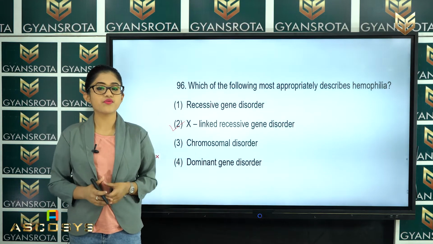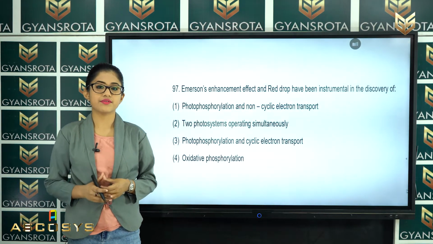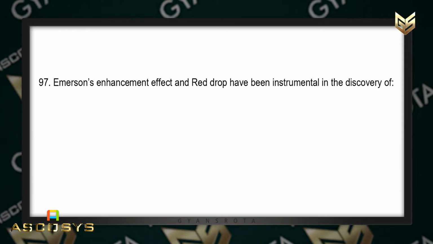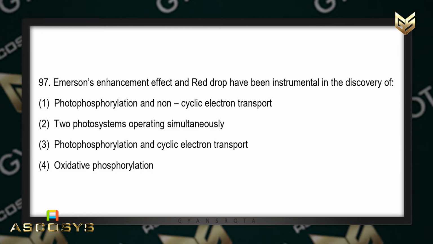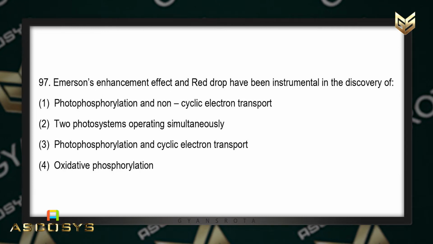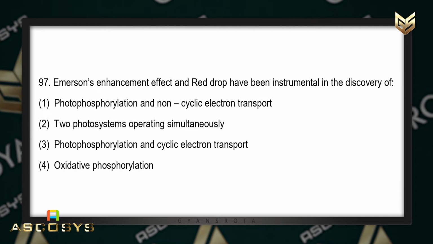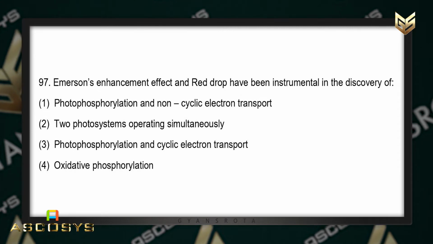Alright. Now, let us move on to the next question. Now, the next question is question number 97. As you can see here, the Emerson enhancement effect and red drop have been instrumental in the discovery of photophosphorylations and non-cyclic electron transport, or two photosystems operating simultaneously, and option number 3 is photophosphorylations and cyclic electron transport, and option number 4 is oxidative phosphorylations.